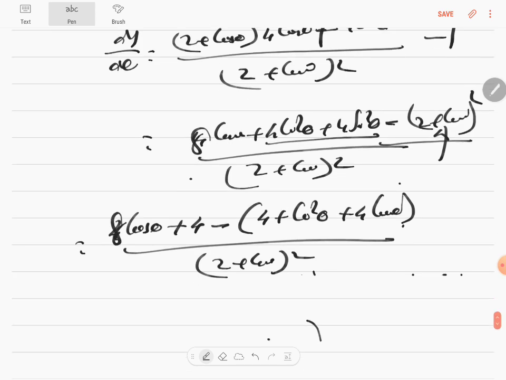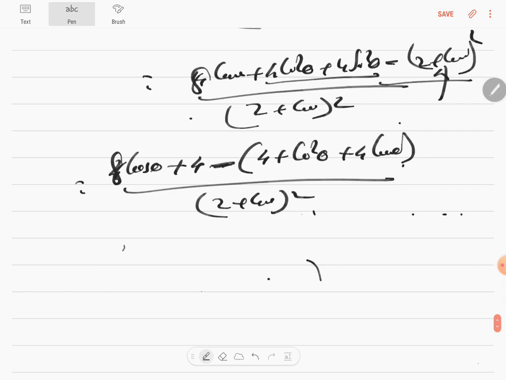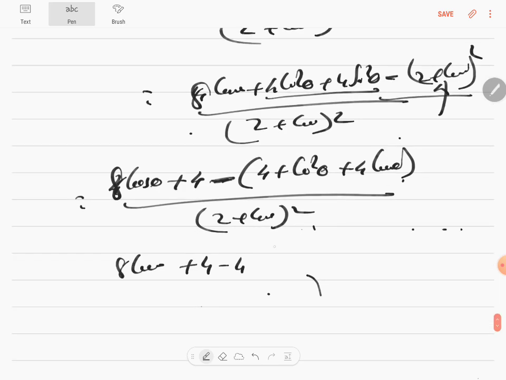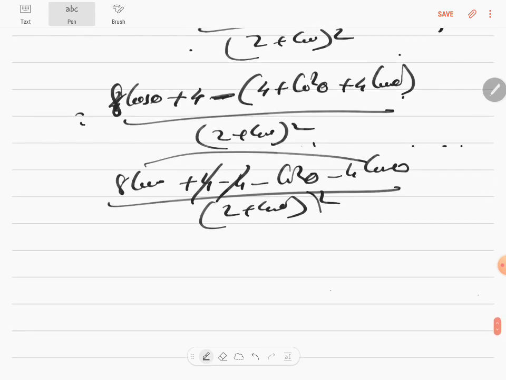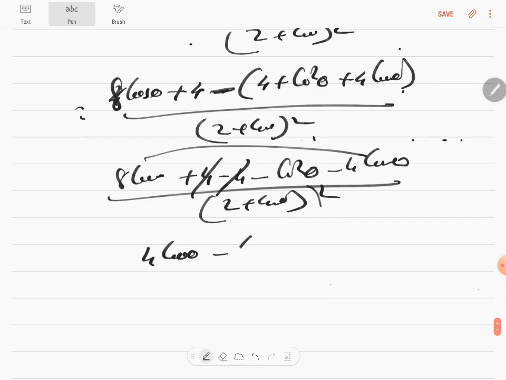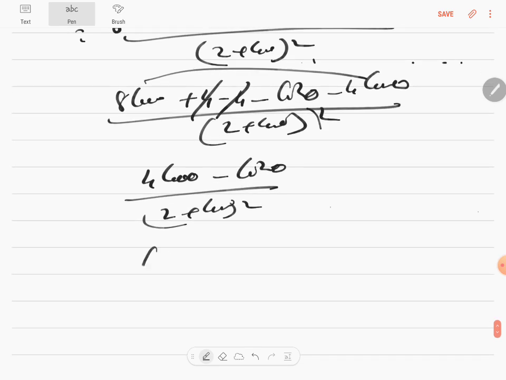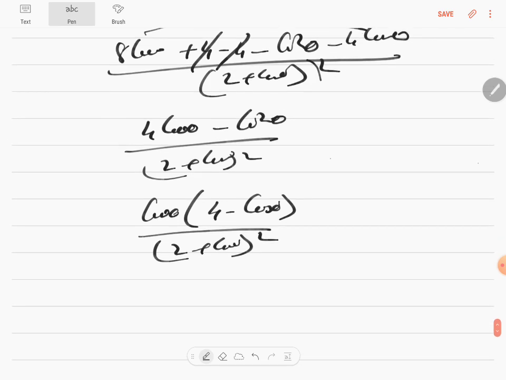Are you listening? So 8 cos theta, when you open the bracket, it's 8 cos theta plus 4 minus 4 minus cos square theta minus 4 cos theta, divided by (2 plus cos theta) the whole square. The 4 and 4 get cancelled. This and this can get subtracted. 4 cos theta minus cos square theta by (2 plus cos theta) the whole square. So cos theta can be taken out common: cos theta times (4 minus cos theta) by (2 plus cos theta) the whole square. This is my dy by dx.